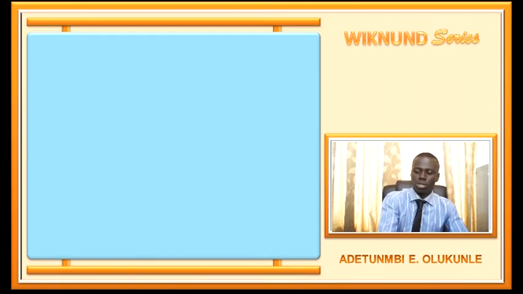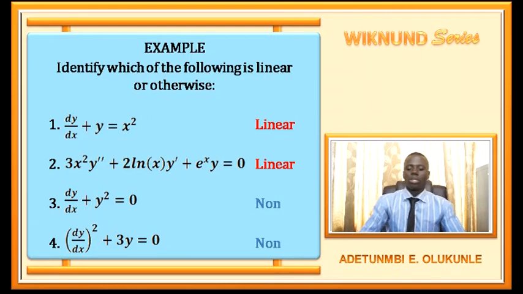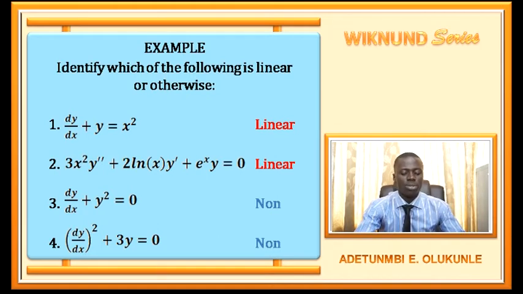Given this differential equation, dy/dx plus y equals x squared. Now let's look at this clearly and carefully. What is the dependent variable? That is the y. What's the independent variable? X. So the dependent variable is our y, that's standing alone, and is of power 1, that's degree 1. And our derivative of y, that's dy/dx, is of the first degree. So the first condition is satisfied.